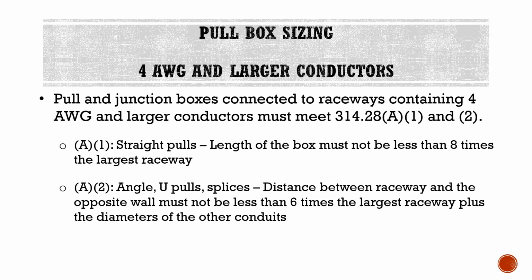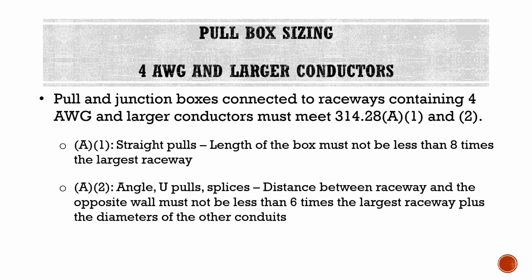A2 covers angle, U-pulls, and splices. So anytime we're making an angle pull, a U-pull, or a splice pull, we're going to be going to A2. The distance between the raceway and the opposite wall must not be less than 6 times the largest raceway plus the diameters of the other conduits in that same row.